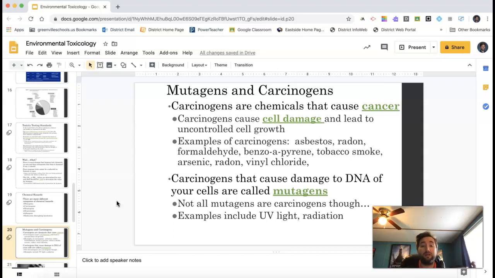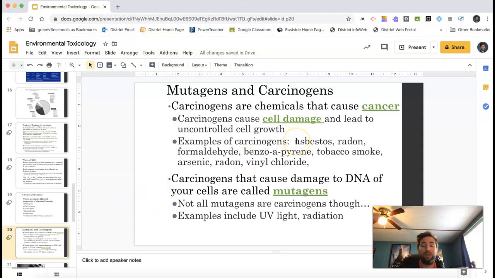Those are all things that these chemicals can cause. They can cause some sort of uncontrolled cell growth, which can then lead to things like tumors and metastatic tumors. And metastatic tumors are just tumors that will spread from one part of your body to the other. So here's some examples. I don't know why I have radon twice.